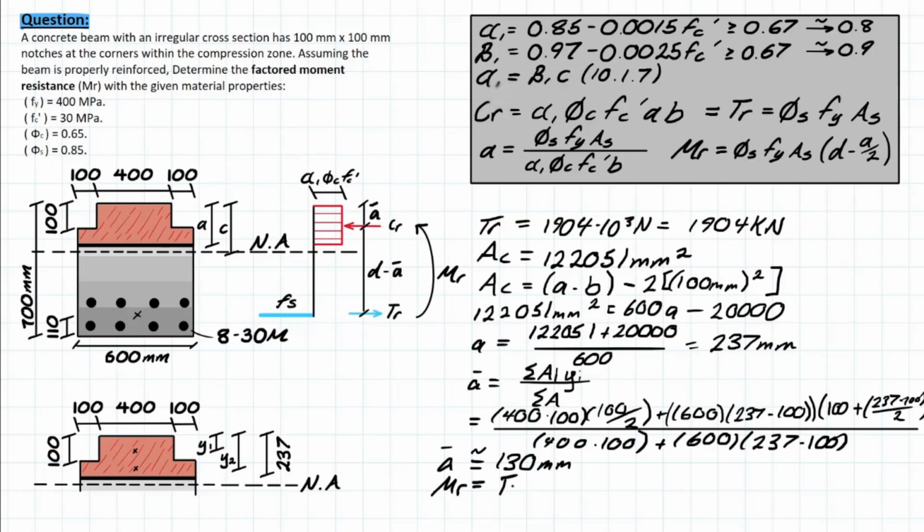So for the final formula, you're simply going to be plugging in TR D minus a bar, which is going to look something like this. You have 1904, which we solved for earlier, right up here, times 10 to the 3 for newtons. And then the D, which is solved for, is 590, subtracting that a bar that we got, which is 130. And that is going to give you a value of 876 kilonewton meters.